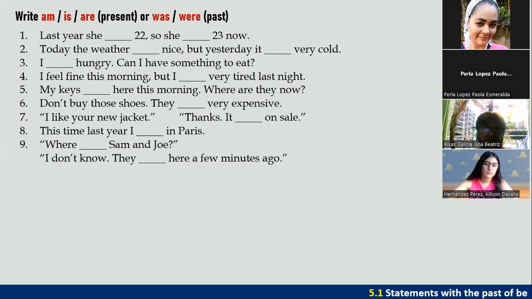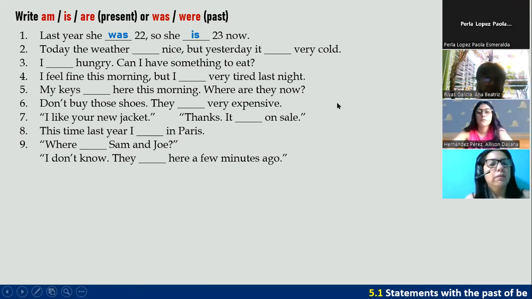Sarvia, perdón. Okay. Last year, she was 22. So she is 23 now. Very good, thank you very much. Paola. Today the weather is nice, but yesterday it was very cold. Very good, thank you, Paola.